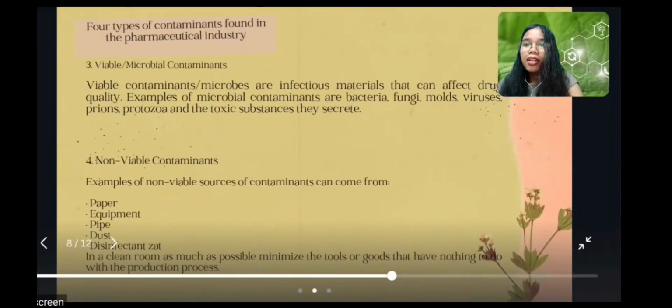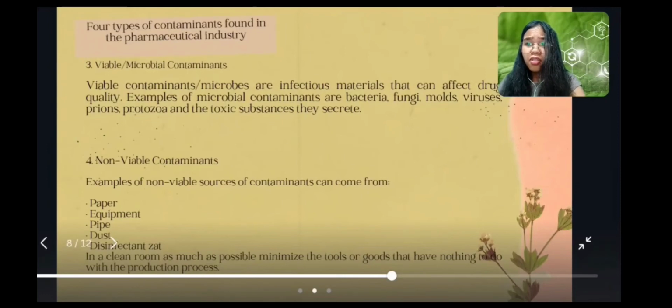3. Viable microbial contaminant. Viable contaminants, or microbes, are infectious materials that can affect drug quality. Examples of microbial contaminants are bacteria, fungi, mold, virus, prion, protozoa, and the toxic substances they secrete.